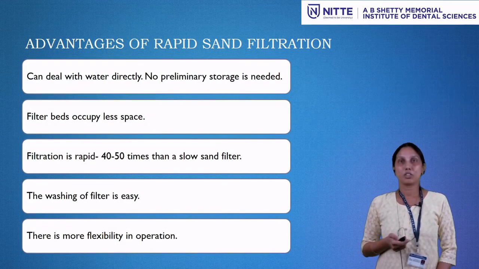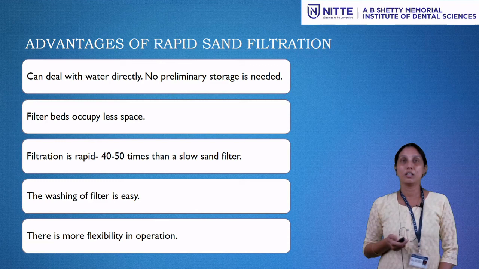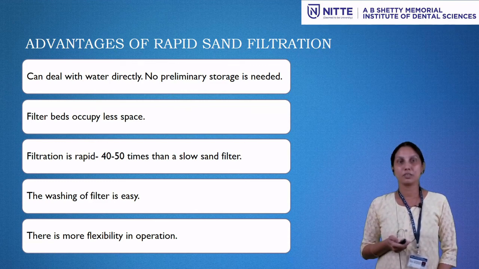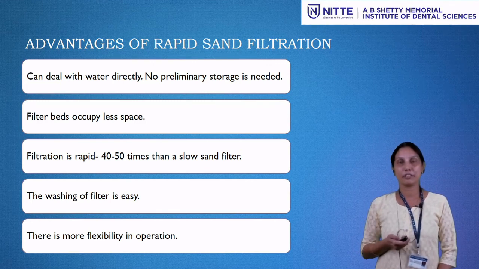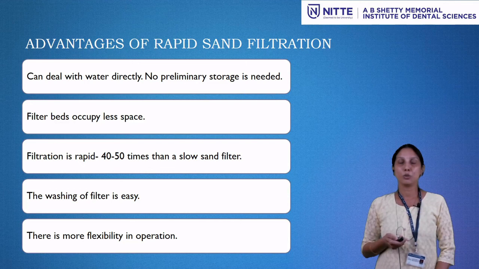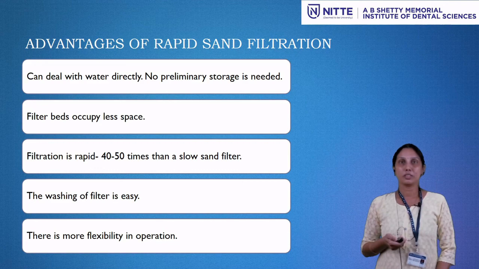Coming to the advantages of rapid sand filtration, it can deal with water directly, and there is no preliminary storage required, as is the case with the slow sand filter. The filter beds occupy less space. Filtration is rapid, around 40 to 50 times that of a slow sand filter. The washing of the filter is easy. It just requires the reversal of flow of water, and there is more flexibility in operation. However, the major disadvantage is that there is a lot of technicality involved and skilled manpower is required.